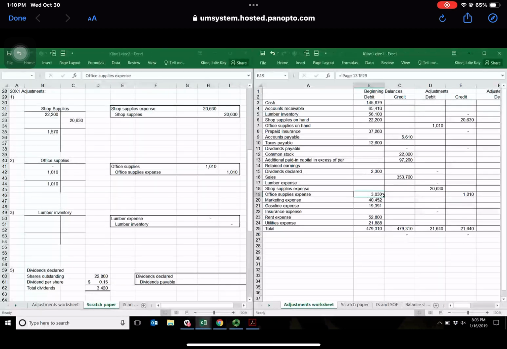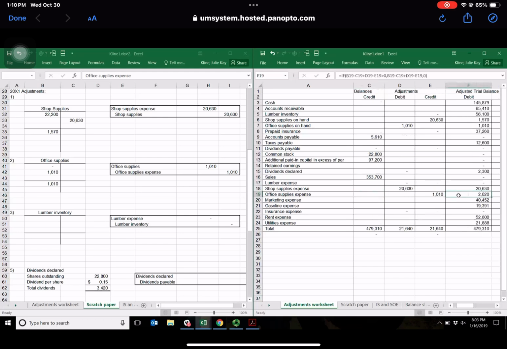This 3,030 came from the cash disbursements journal. We took everything to the expense account. We said we used it all. But in fact, when we went and looked at our office supplies, we still had some remaining. So we need to reduce the expense and bring it down and increase the asset. All right, so that's adjustment number 2.